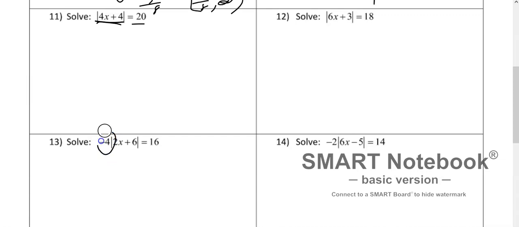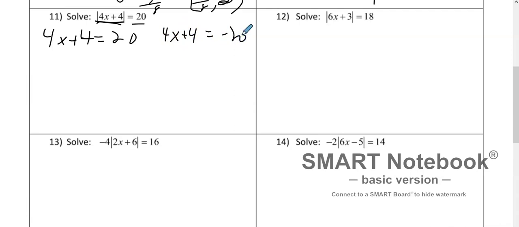Since it is by itself, we can go ahead and write our 2 problems. 4x plus 4 is equal to 20, just the way we see it. And then 4x plus 4 is equal to negative 20. And then I just solve. For space, I'm not going to show the baby steps. I subtract 4. 4x, 20 minus 4 is 16. Divide by 4, x equals 4.